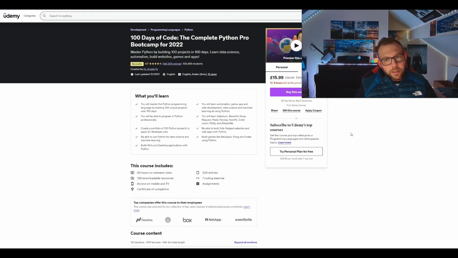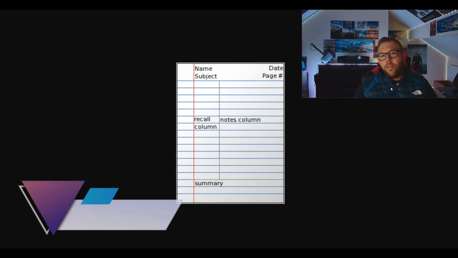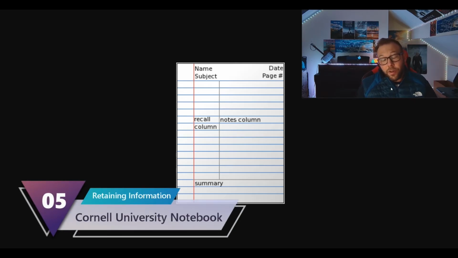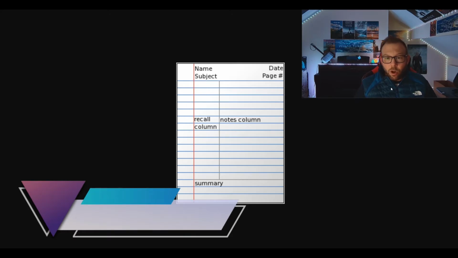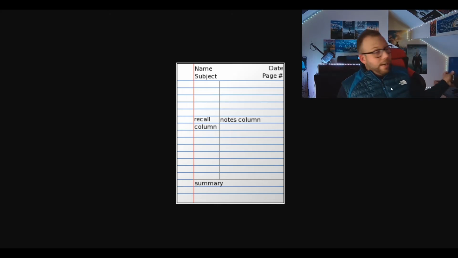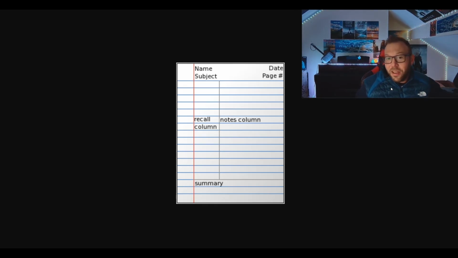And this moves me quite swiftly on to number 5, which is all about how you retain that information. This is using the Cornell University note-taking method. Basically, it's a notebook, and I've actually got one here just to show that I'm not just talking rubbish. On the left hand side you have questions that you can ask about what you've written in the notes column.